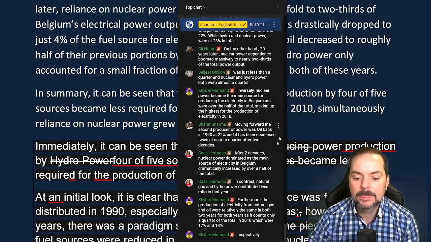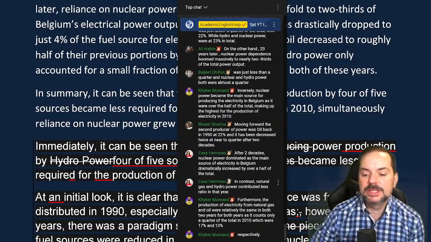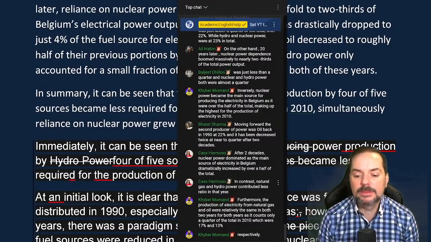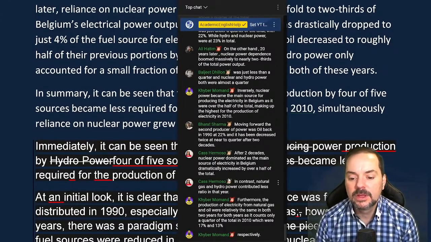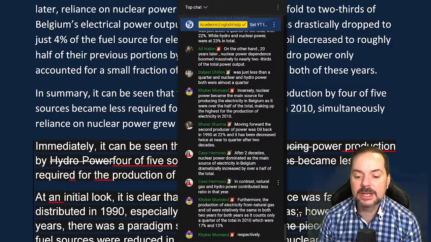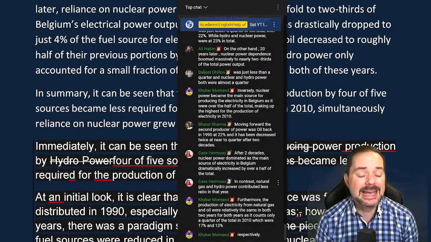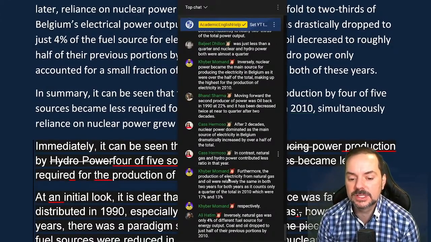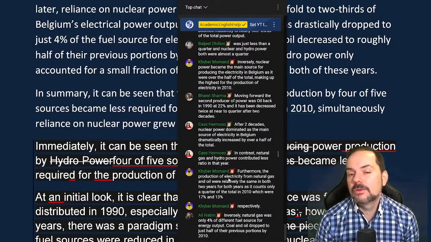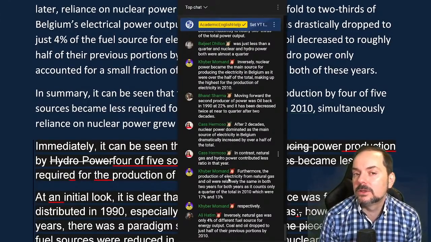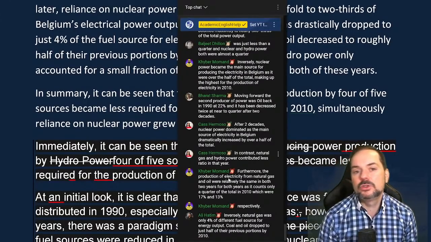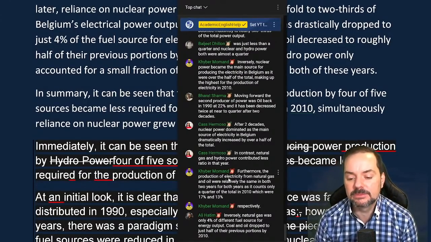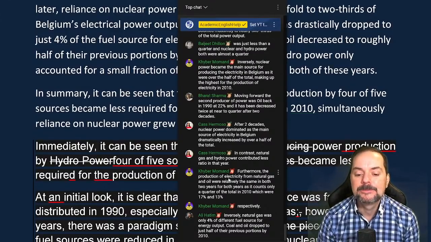Should. Okay. Cass writes, after 2 decades, nuclear power dominated as the main source of electricity in Belgium, dramatically increasing by over a half of the total. Yeah, Cass, and 67% in fact is 2/3 of the total, so 2/3 is even more accurate. I was thinking over a half at first too, but then at second look, Cass, I realized, wait a second, that's 2/3, right? 67%, it's not just over a half.